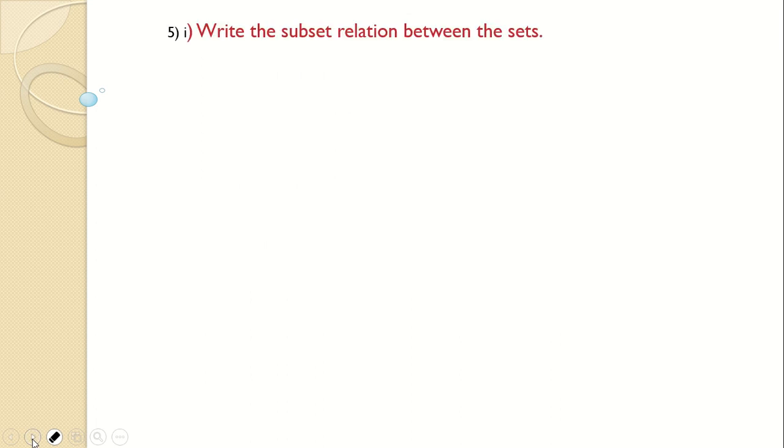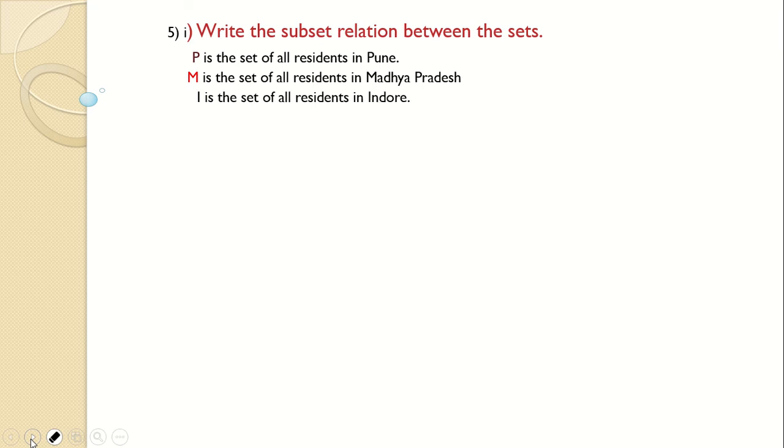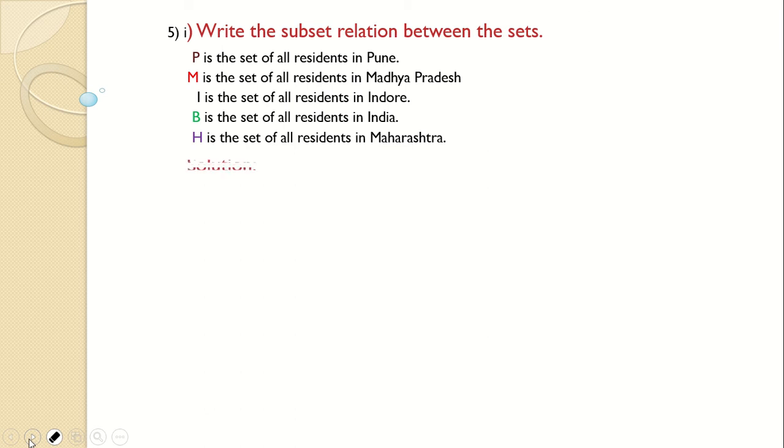Write the subset relation between the sets. P is the set of all residents in Pune. M is the set of all residents in Madhya Pradesh. I is the set of all residents in Indore. B is the set of all residents in India. H is the set of all residents in Maharashtra.